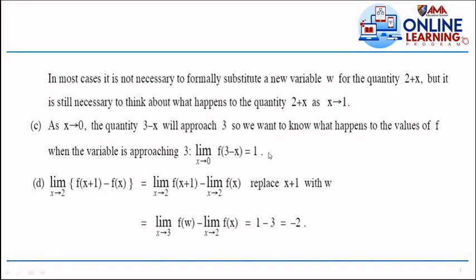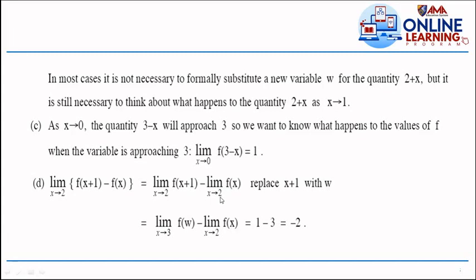Okay? Okay, for the last one, the limit of the quantity f of x plus 1 minus f of x as x approaches to 2, so distributive property pa rin. The limit the function of x plus 1 as x approaches to 2 minus the limit the function of x as x approaches to 2.